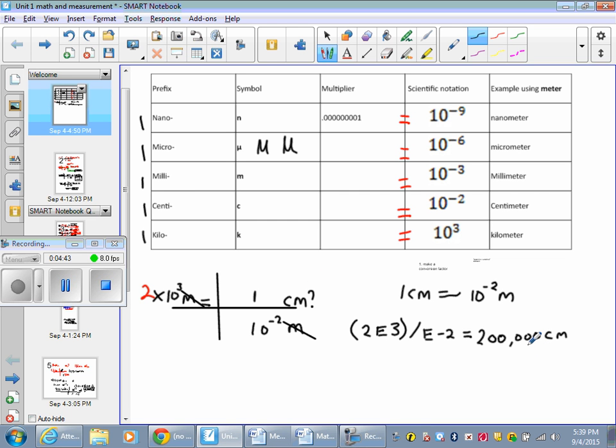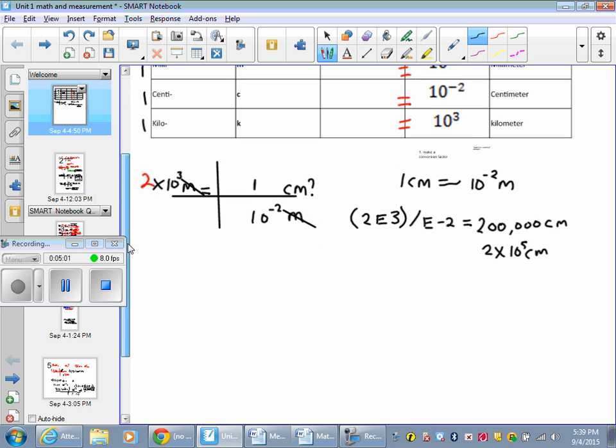If you have it in scientific notation, that would be 2 times 10 to the 5th. So either answer is fine, as long as you have the unit. Either answer is fine in this class. Just make sure you have the unit either way. All right, good. Let's do one more.